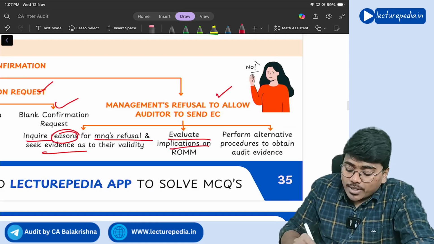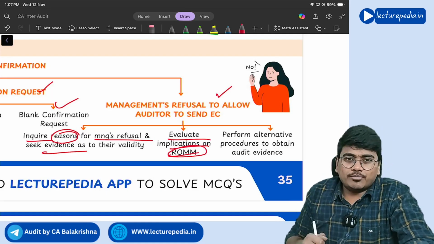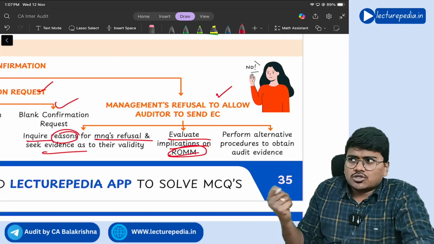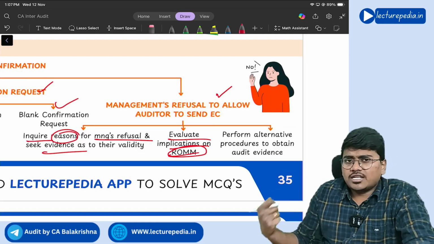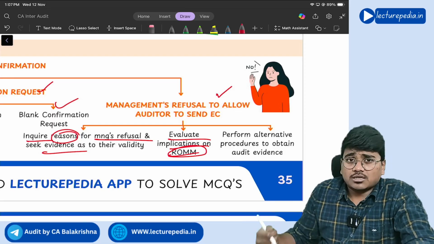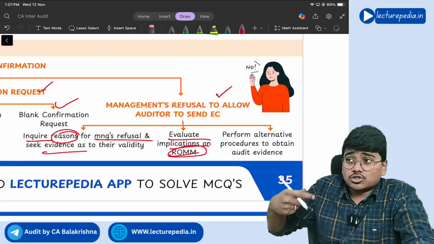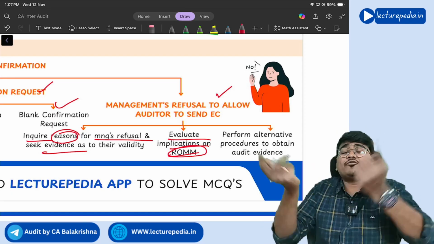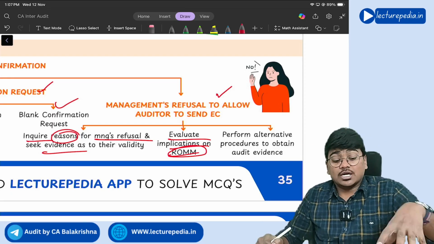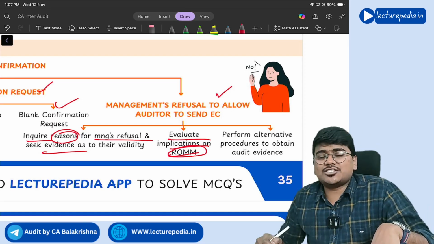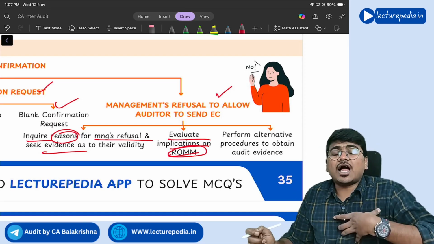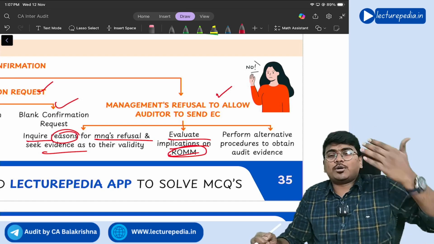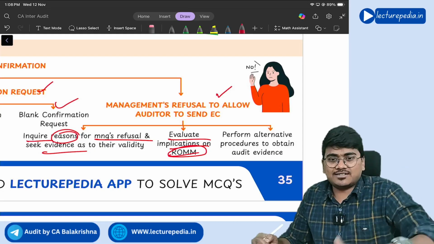Next, evaluate implications on ROMM. So now management is not letting me send external confirmation. So why is management not letting? Are there any frauds? If there are frauds, then the ROMM will increase. So because of this situation, I have to reassess ROMM for the entire entity. Correct or not? So what impact will this situation of management not allowing me to send the external confirmation have on the entire ROMM of the entity? You need to reassess that entire ROMM.